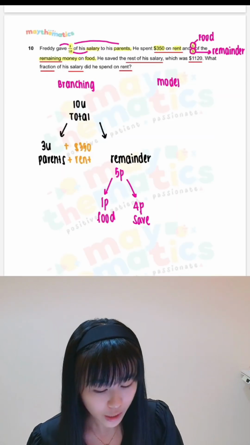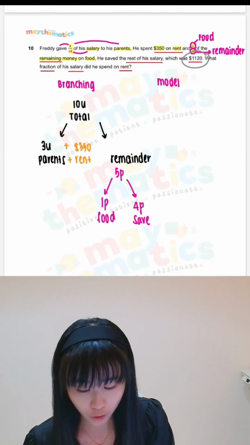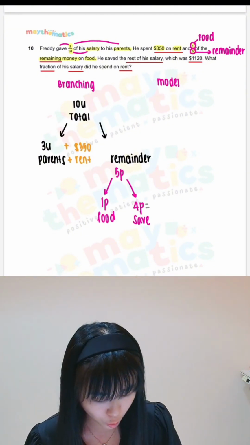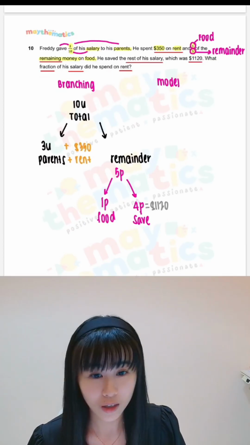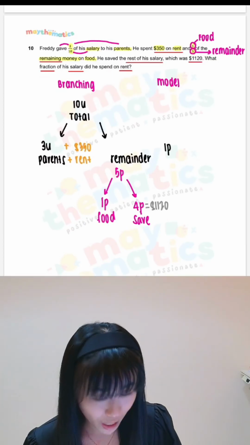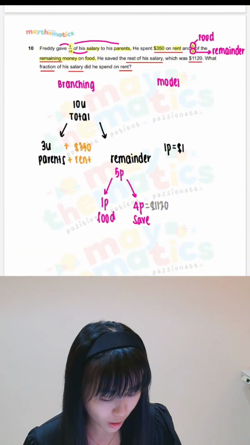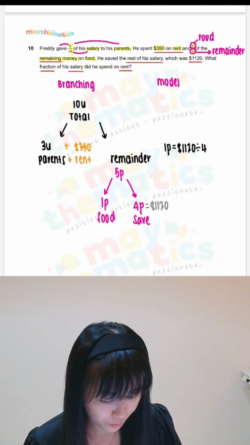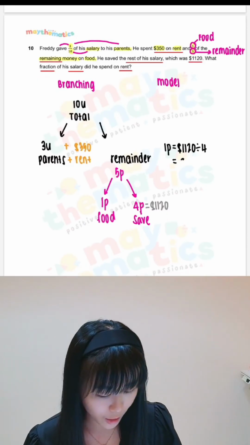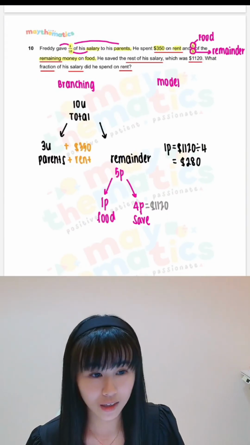So he saved the rest of the salary, which is 1120. That means the saved part here, which is 4 parts, is actually equal to 1120. In other words, your first step is to find 1 part first. You will take 1120 divided by 4, and you will get $280.